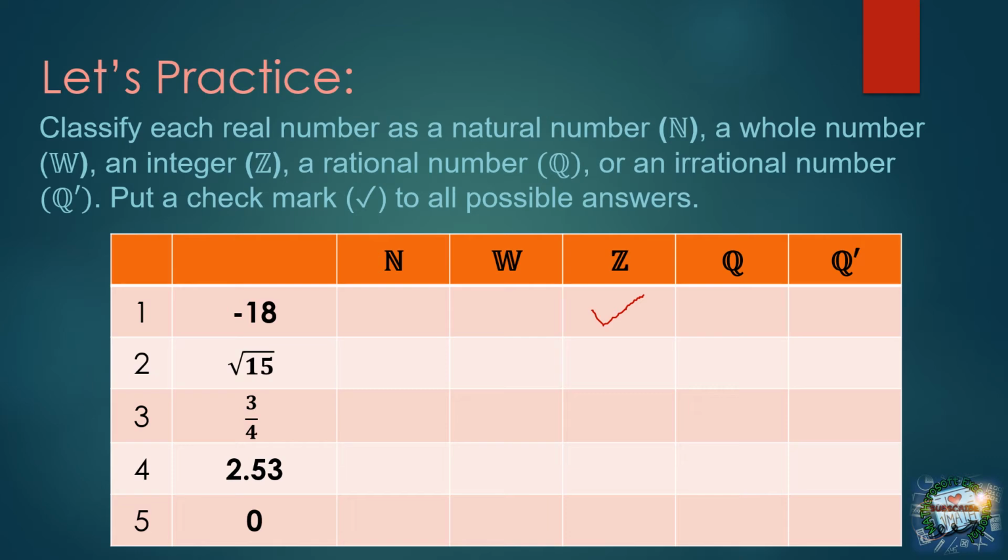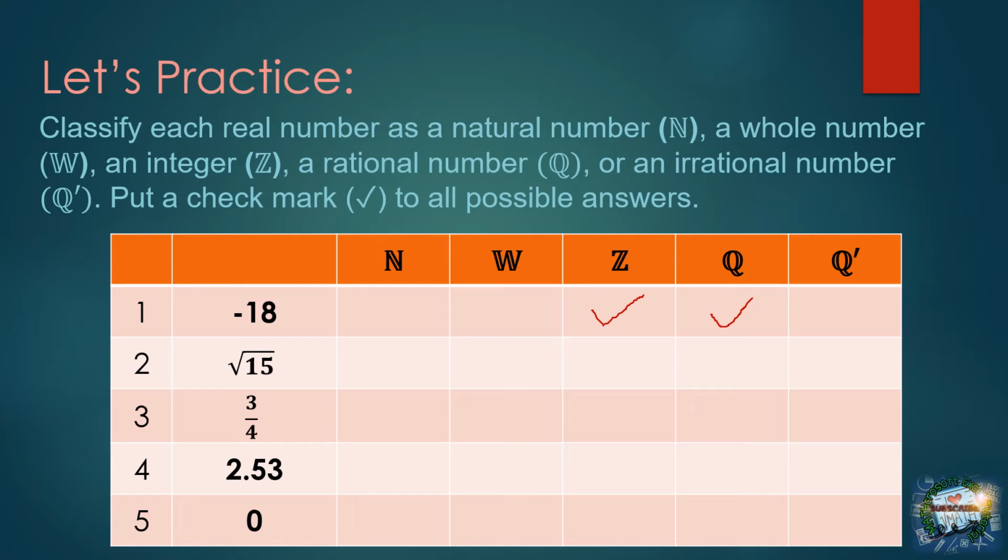Now, is it a rational number? Yes, because an integer is a rational number. Earlier, we said natural numbers, whole numbers, and integers are subsets of rational numbers. Now, the question: is it an irrational number? No. Negative 18 can be expressed as negative 18 over 1. It's in the form a over b, so it will not be considered an irrational number.